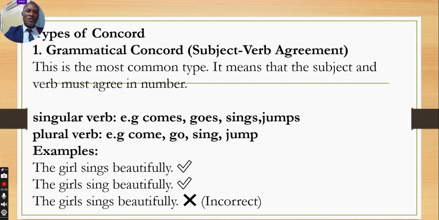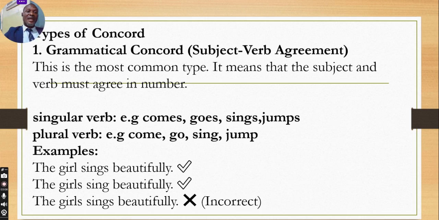So now this takes us to the types of concord. There are different types of concord, but for the sake of this lesson, I am going to be talking about the following. Number one is grammatical concord, which is otherwise known as subject-verb agreement. This is the most common type of concord. When we talk of subject-verb agreement, it means that the subject and verb must agree for you to have a grammatically complete sentence.